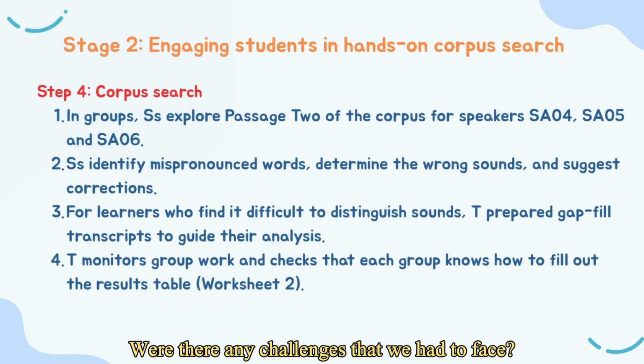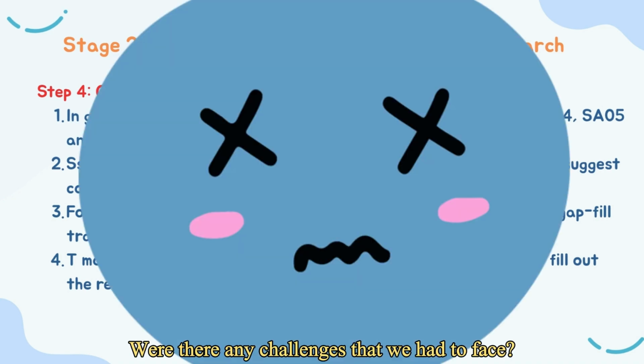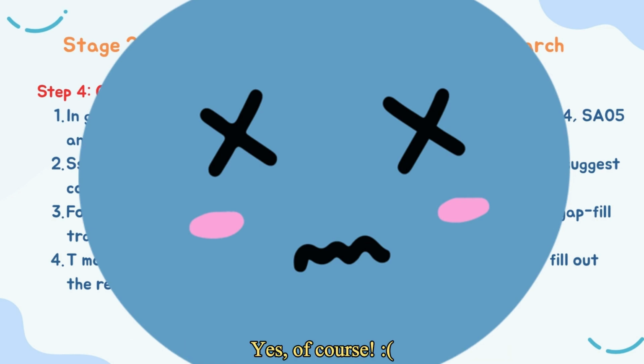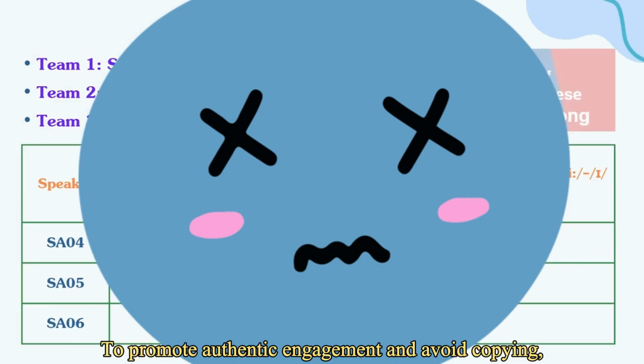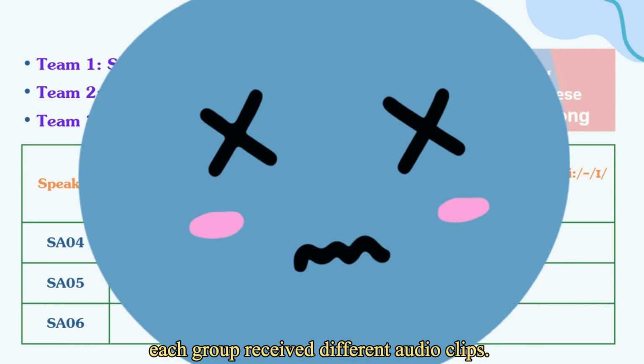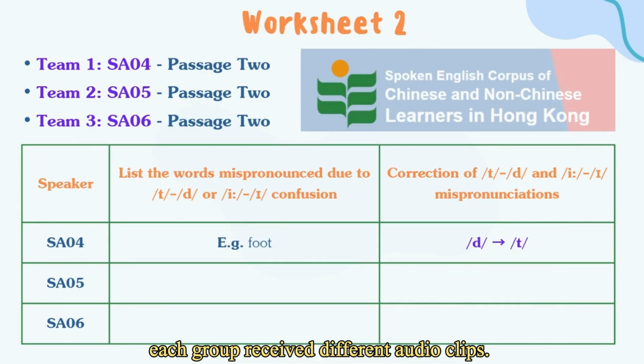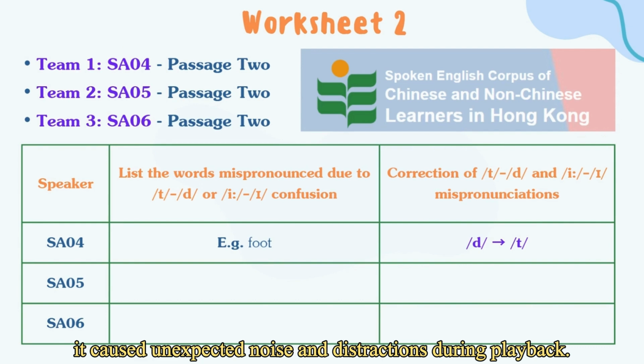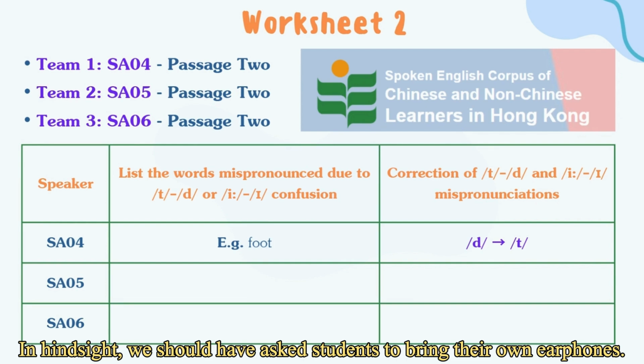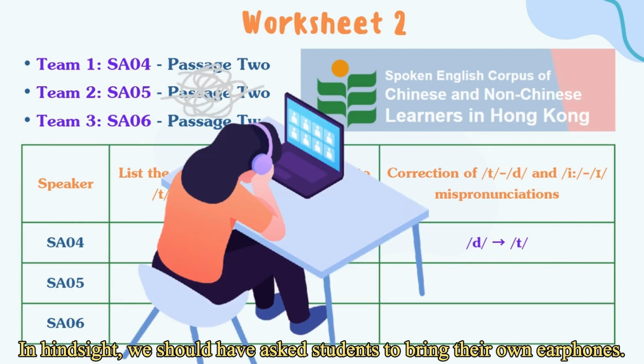Were there any challenges that we had to face? Yes, of course. To promote authentic engagement and avoid copying, each group received different audio clips. While this worked pedagogically, it caused unexpected noise and distractions during playback. In hindsight, we should have asked students to bring their own earphones.